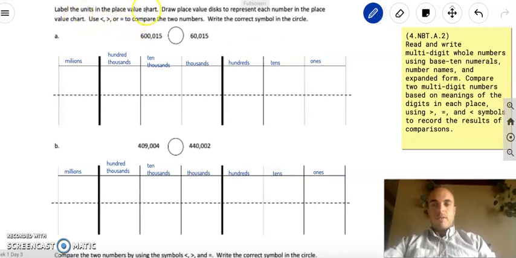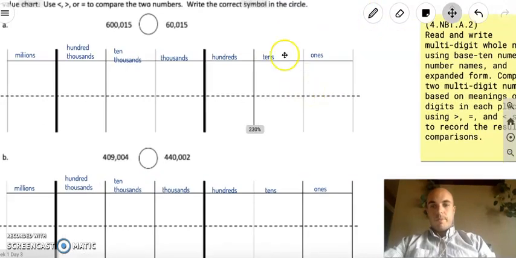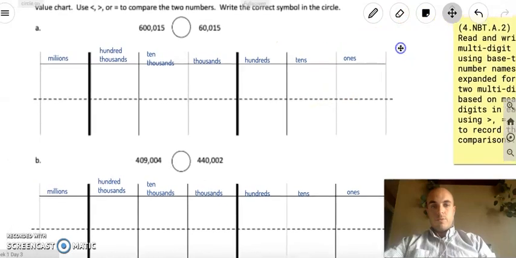It says, label the units in the place value chart. I've already done that ahead of time. Draw place value discs to represent each number in the place value chart. Use less than, greater than, or equal to compare the two numbers. Write the correct symbol in the circle. Okay, so I'm going to get my discs ready. I'm going to zoom in just a bit. All right, so this top line we'll use for our numbers here, 60,000 and 15.